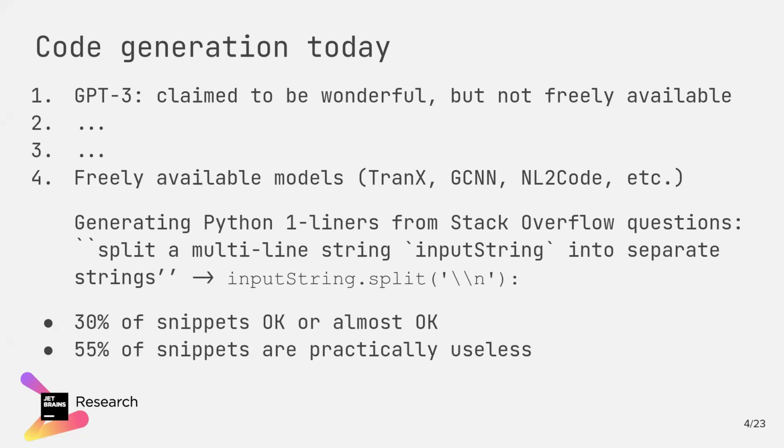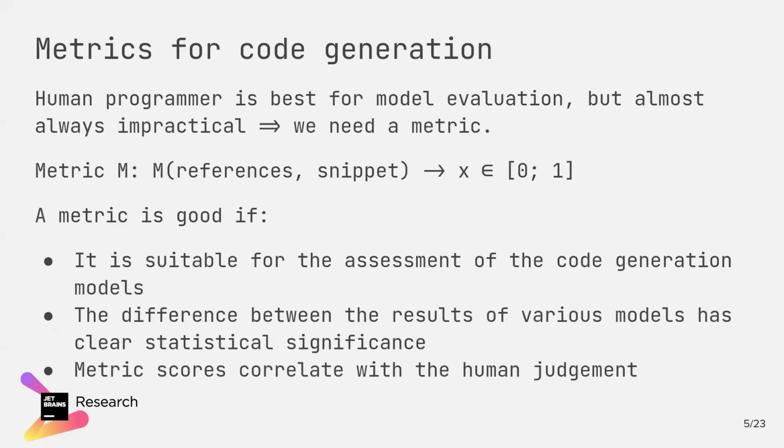Okay, so let us continue with metrics for code generation. So right, we got some code generation model. We developed such a model, and we want to measure the quality of the model. We want to check if it is indeed training, so the score on the validation dataset is improving, and whether, say, our choice of hyperparameters was meaningful.